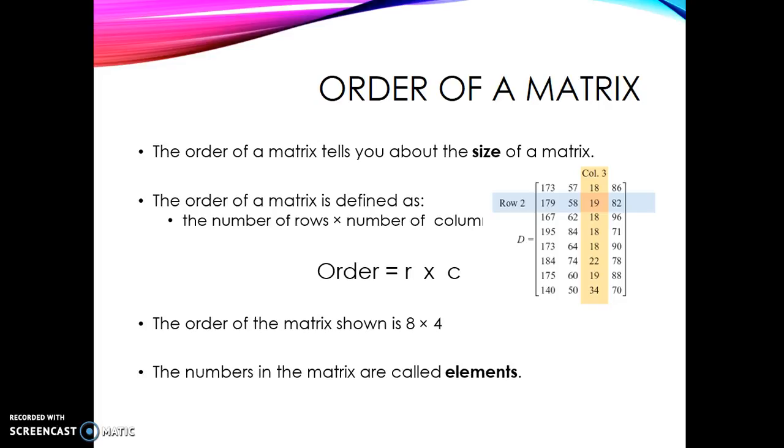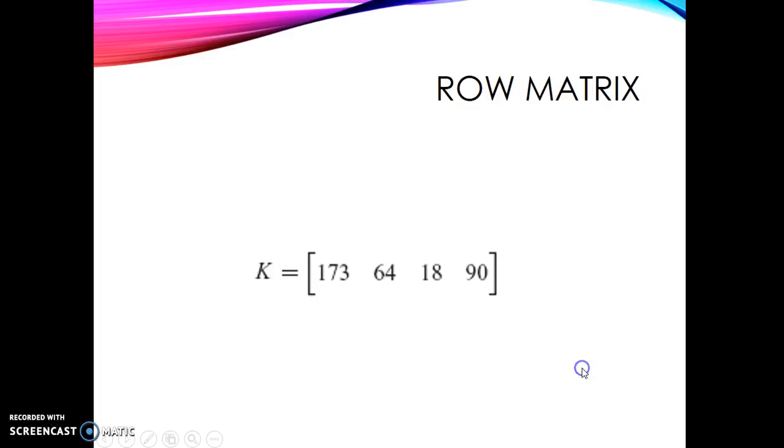However, if you're asked to work out how many elements there are, this element here in row 2, column 3 is 19, is one of the elements. Of course, there's 8 rows times 4, there are 32 elements. The order of the matrix.